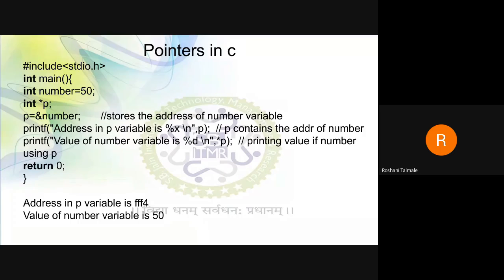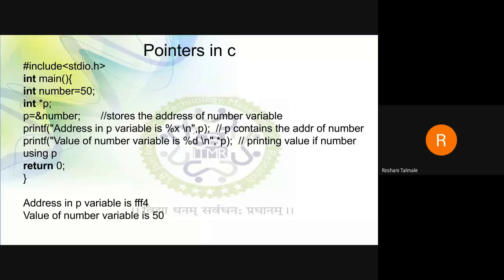Now you can see the statement p = &number;. This statement will allow the compiler to store the address of variable number into the pointer variable p. So what is happening here? We are obtaining the address of the number variable using the ampersand operator, or we can say the address of operator, and then we are storing that address in the variable p.